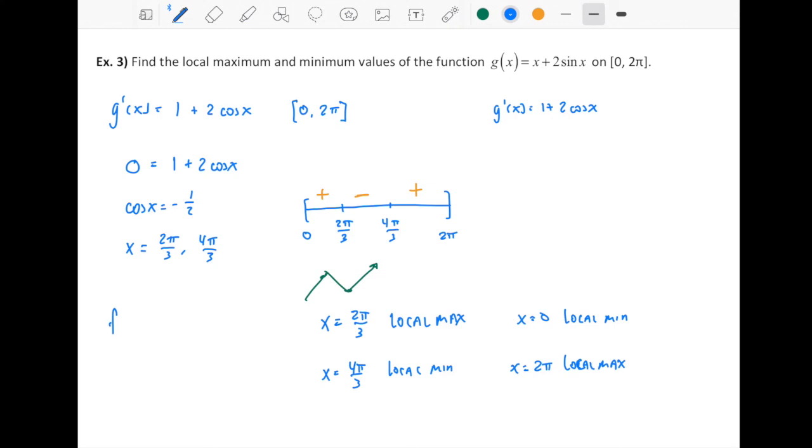We can test g of 2 pi over 3. Plugging that in, we're going to have 2 pi over 3 plus 2 sine 2 pi over 3. We'll test g of 4 pi over 3. So that's going to be 4 pi over 3 plus 2 sine 4 pi over 3. We're going to take g of 0, and we're going to take g of 2 pi. You can go on and check the rest of those. That's what we've got for part 1. See you on the flip side for part 2.